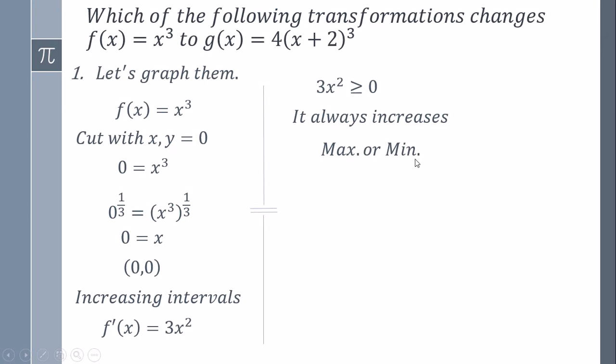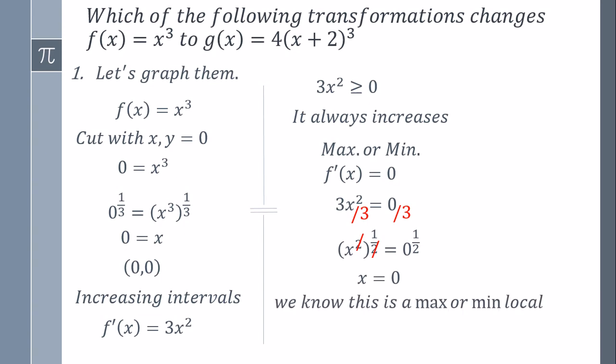The second part is about the maximum and minimum. We are going to find out if this function has maxima or minima. How do you find out? You set the first derivative equal to 0. We know the first derivative is 3x squared, so I make it equal to 0, divide both sides by 3, and raise both sides to the power 1 over 2 to cancel out the square, and we have x equals 0.